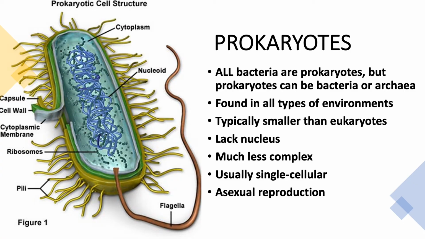Something to know about prokaryotes: all bacteria are prokaryotes, but prokaryotes can be bacteria or archaea, like we mentioned earlier. Prokaryotes can be found in all different types of environments, from extreme temperatures and extreme environments to just somewhere that we would consider regular. Like mentioned before, they're typically smaller and lack a nucleus. Also, prokaryotes are usually single-celled organisms, and they can only reproduce via asexual reproduction.